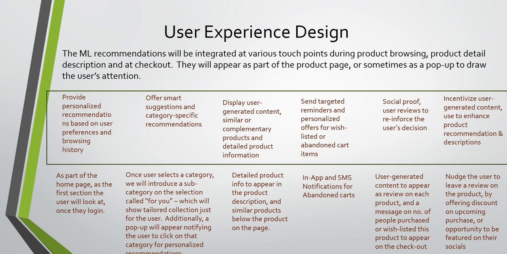So coming to the UX design, if we look at integrating the personalized recommendation system across various touch points, how will the user experience change? For a cold start problem, for a user who is logging in for the first time, we will have a new section which will show the most recommended products across various categories. But once we overcome the cold start problem and the user is coming in repeatedly, then we can introduce a subcategory which says For You, or a section below which says Products Similar To. That is where we can offer smart suggestions.